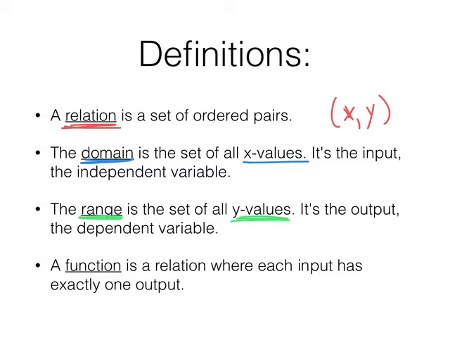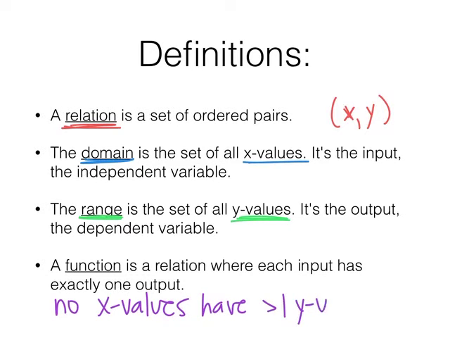A function is a relation where each input has exactly one output. That means that no x values have more than one y value. So in other words, you can't duplicate the x values if you want it to be a function. So in a function, the x values are not duplicated.